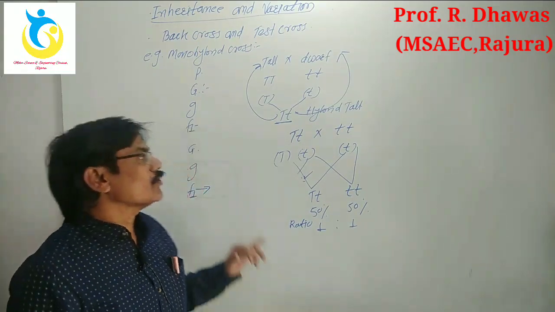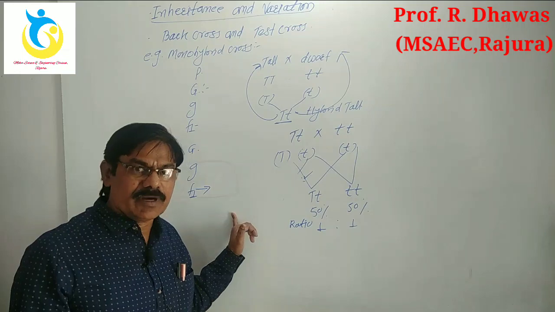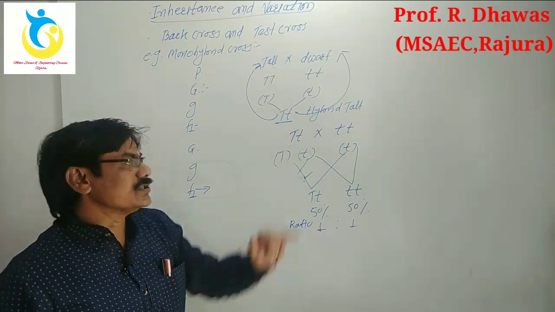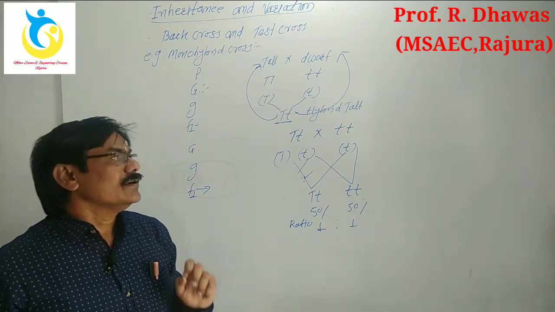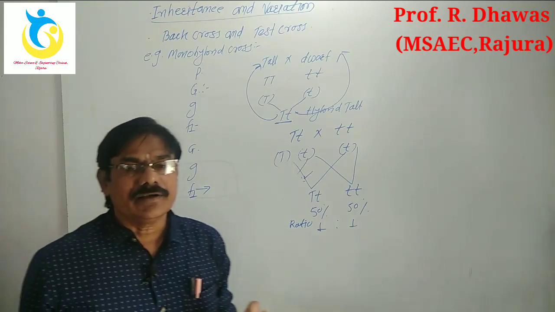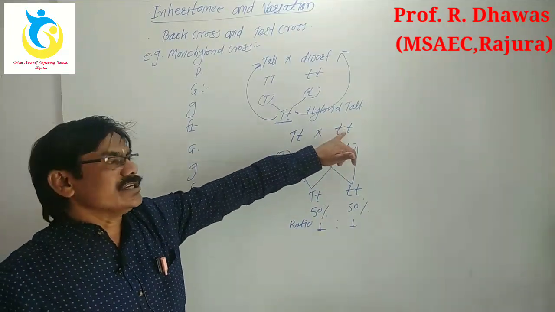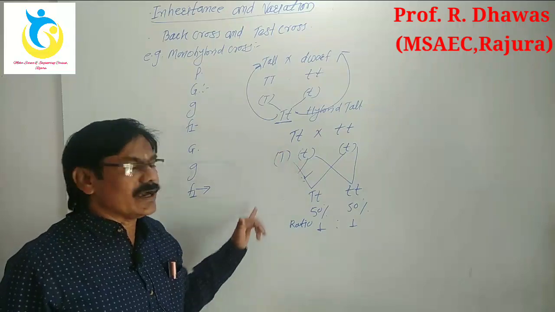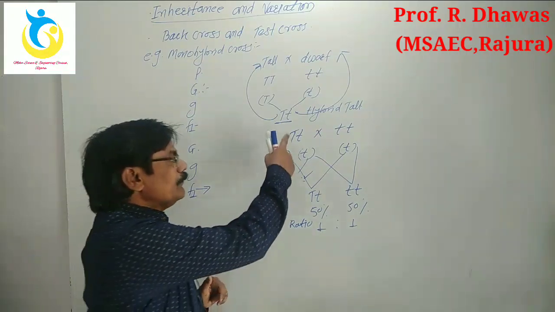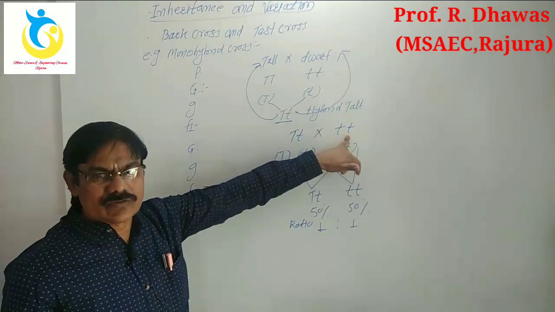One is having good taste, good quality, but susceptible to diseases. But another, which is called the recessive one, has somewhat bad taste, not good quality, but is resistant to diseases. In such cases, as we introduce the resistant character from the dwarf varieties to the tall varieties, that time we repeatedly back cross to the dwarf varieties or recessive varieties.